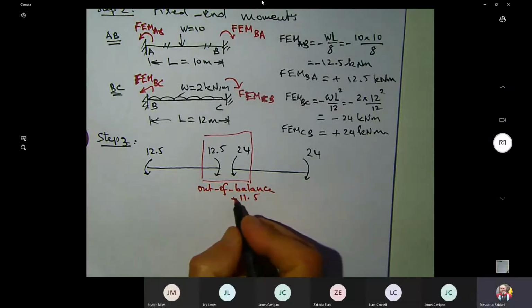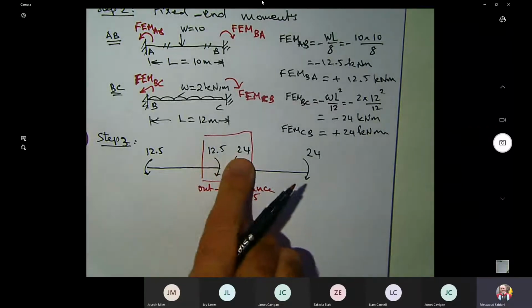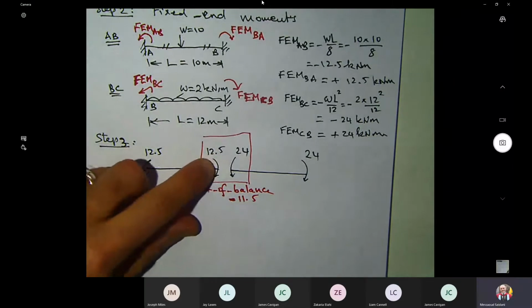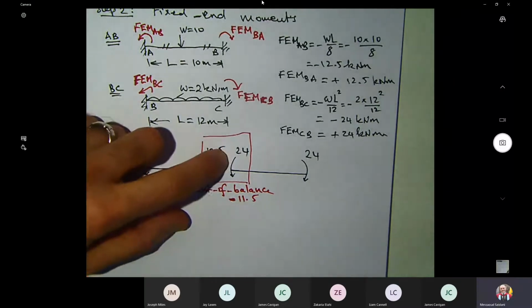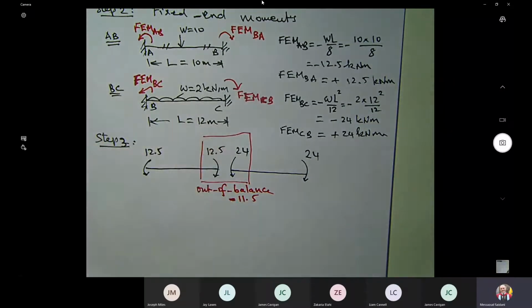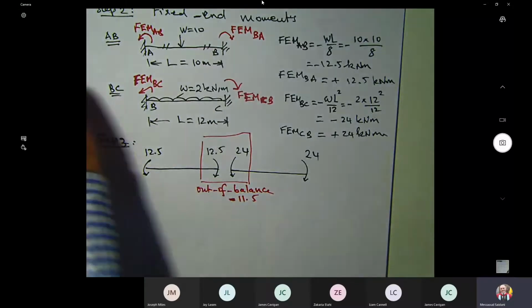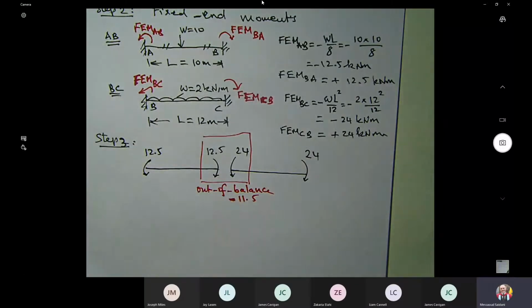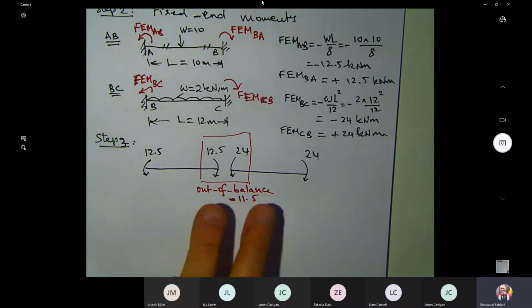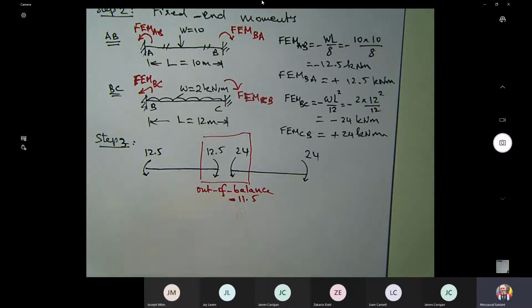Oh, it's minus, sorry. Plus 12.5 minus 24. Anti-clockwise plus, anti-clockwise minus, always, okay? So we have an out of balance of 11.5 with a minus. Is that clear? So this out of balance, we need to get rid of, okay? That must be in equilibrium, okay? We need to get to a position where the out of balance here is 0 at the end.